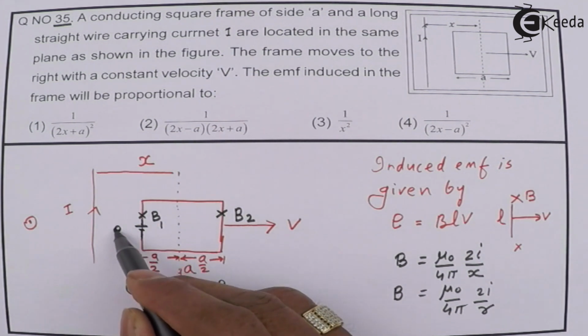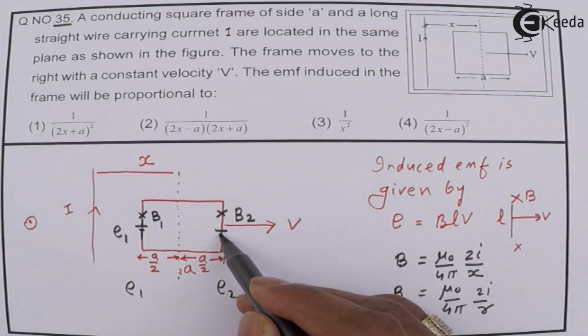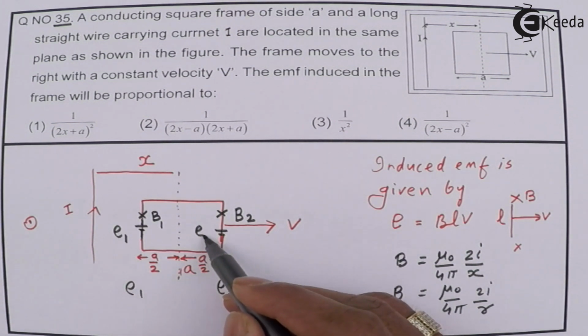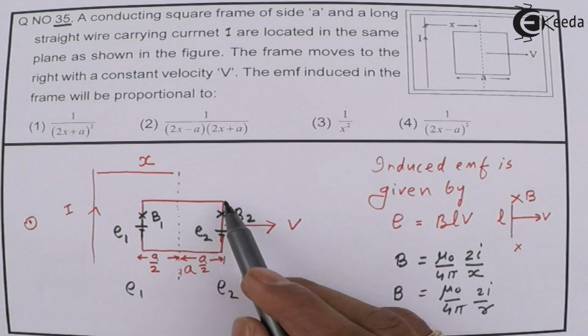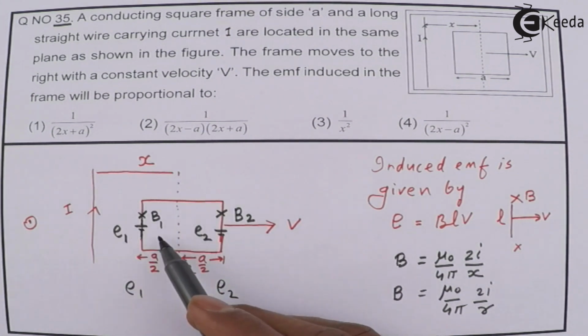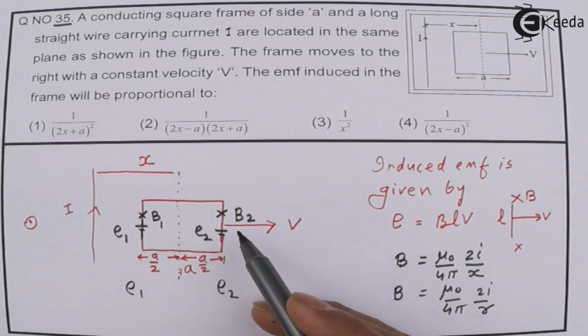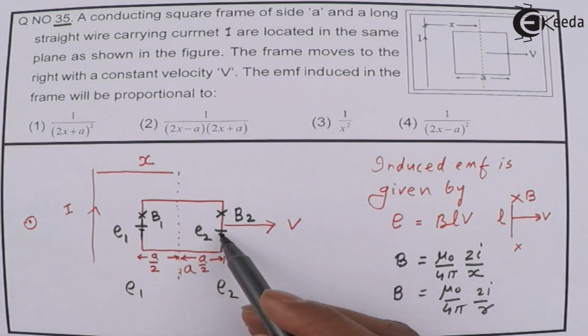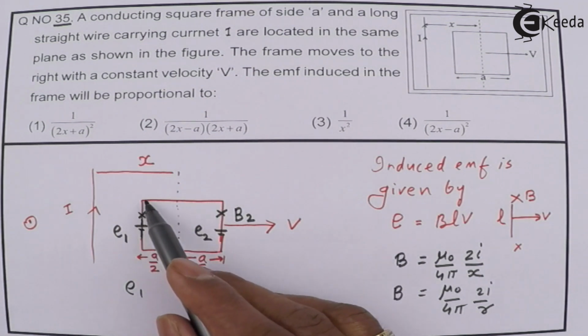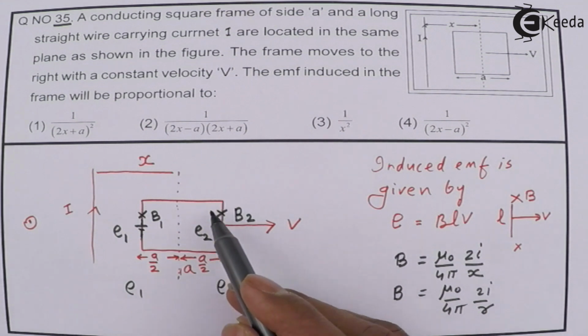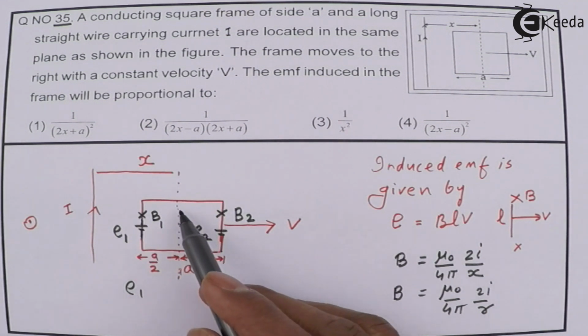How is this induced EMF generated here? So this is positive, this is negative, this is E2. This frame contains, as if, two batteries, and their EMFs try to send current in the same sense as is seen here.